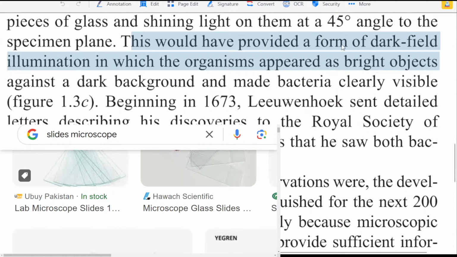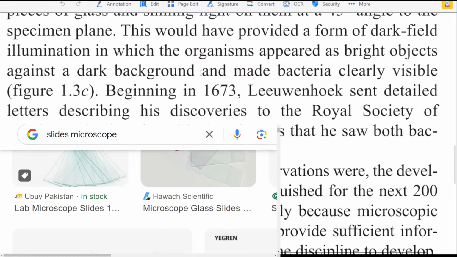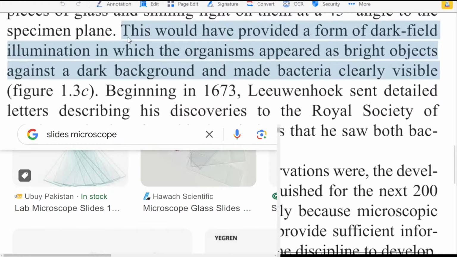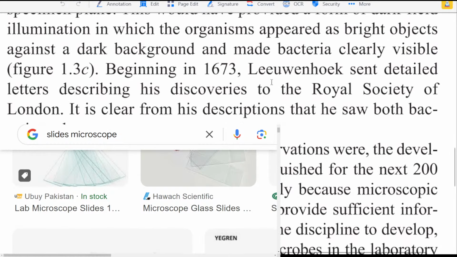It provided a form of dark field illumination in which the organisms appeared as bright objects against a dark background. Okay, dark field illumination. These days our slides are transparent because we put colors, or you can say we stain our microorganisms, the invisible creatures. We stain them and they appear in a colorful form. But I think at this time he didn't know the staining processes. They came much later in the future. So he instead made the background darker so the invisible things could appear just fine as bright objects, and made the bacteria clearly visible.